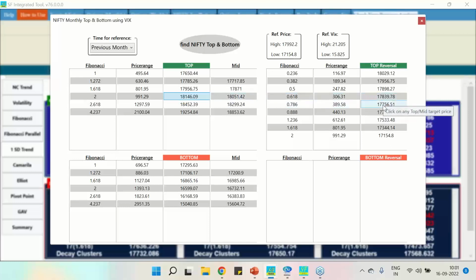Now this 2 level has also broken. What you have to see now is that 1.236 is not that important. If a bounce comes, it will come near the 17,344 level. From here one bounce is expected. So this monthly top and bottom is also very, very important. Have a look at this. The monthly top and bottom is an excellent concept you can utilize.